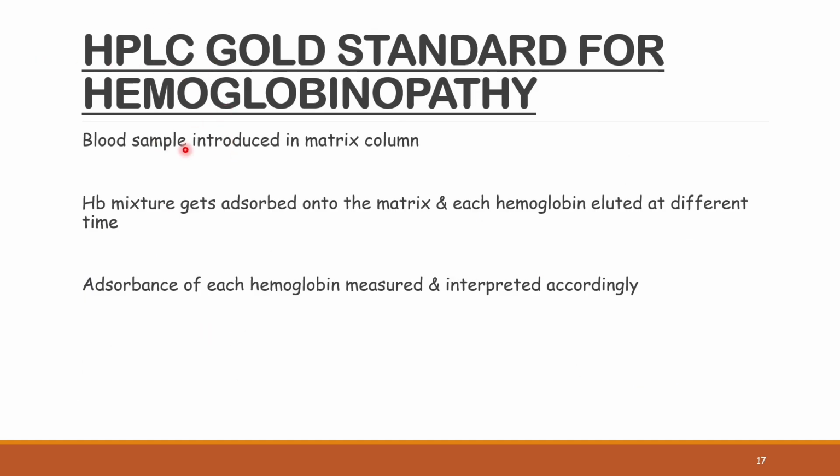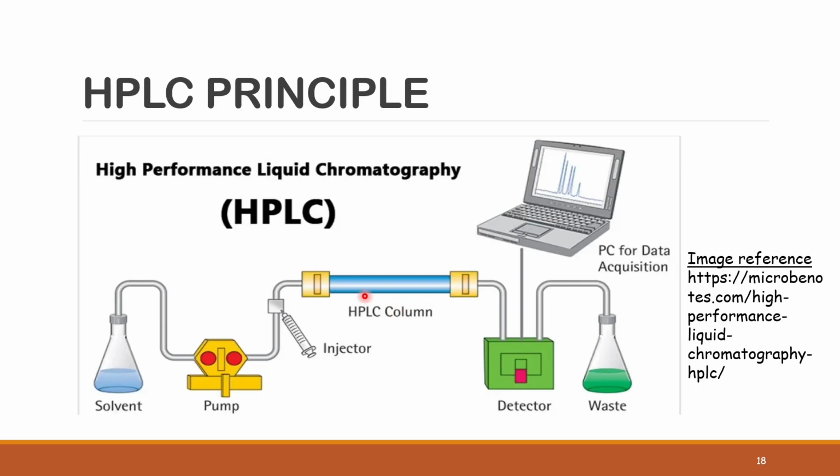Now, what is the principle of this procedure? How is it done? In this, the blood sample is introduced in a matrix column. See, this is the matrix column, which is the stationary phase, and this is the mobile phase, right? Along with solvent, the blood solution is injected. That's why it is known as the mobile phase. Now, it is injected in an HPLC column, which is the stationary phase.